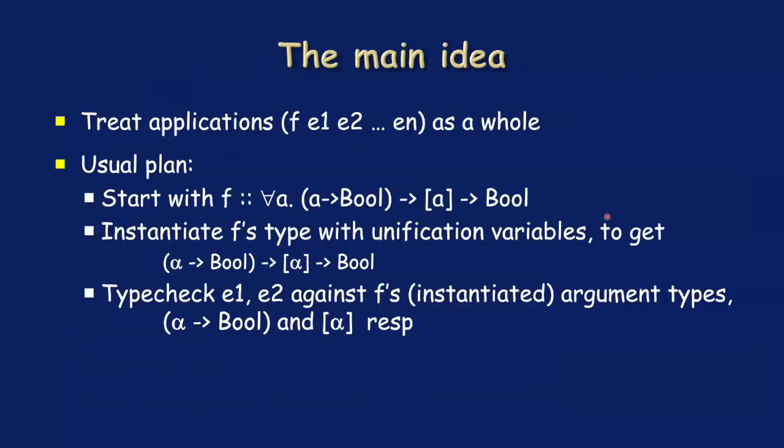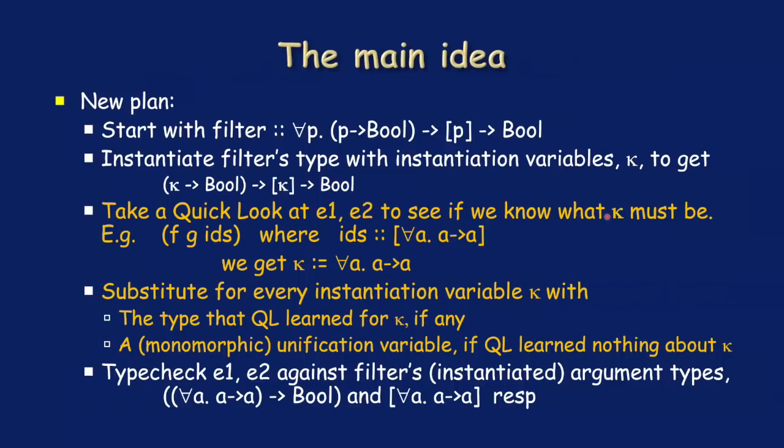Here in a function call, I'll instantiate the type with unification variables and then type check E1 and type check the arguments against the instantiated arguments of F. But I'm going to change that a little bit by introducing a new step in the middle. So all the orange is new, look, and the white has stayed the same. I'm going backwards and forwards between these slides. The orange stuff is new.